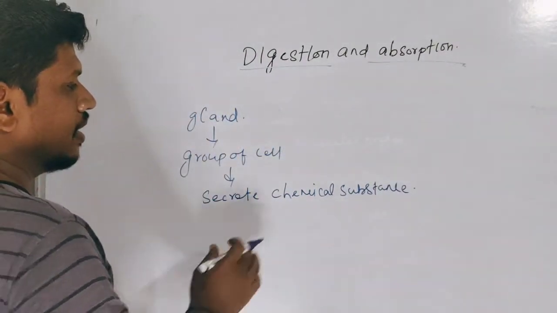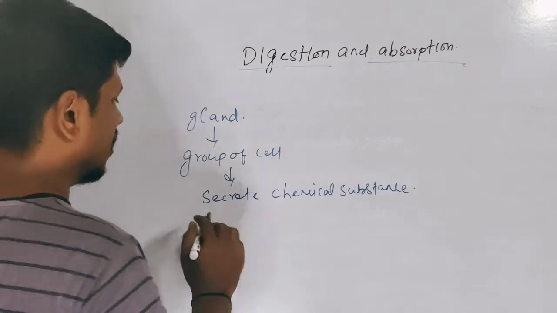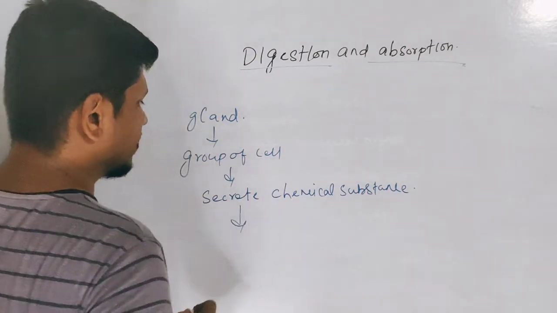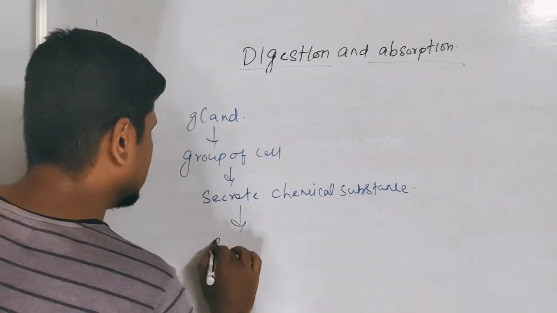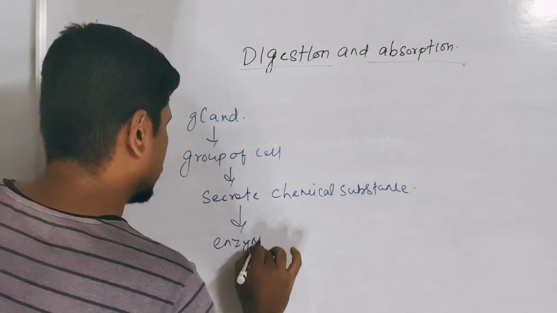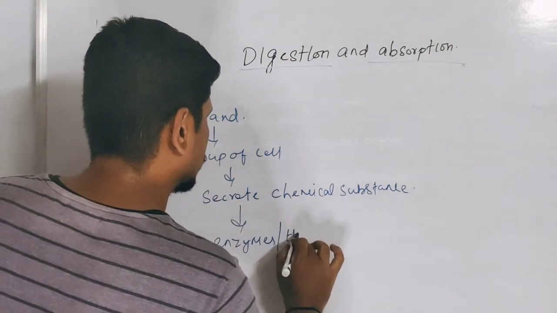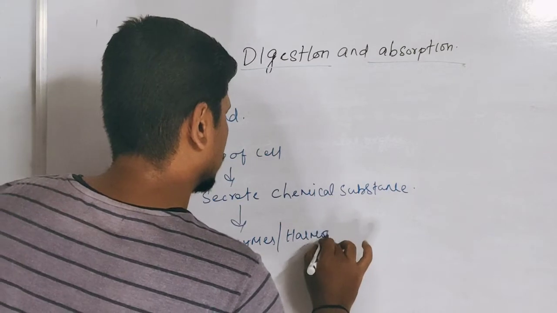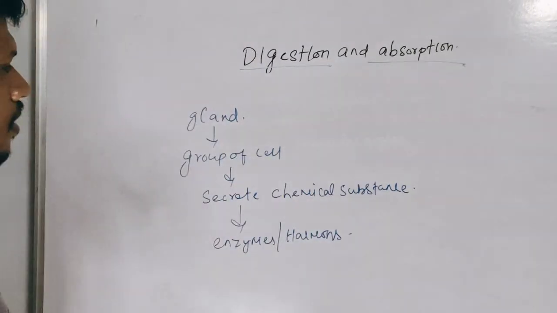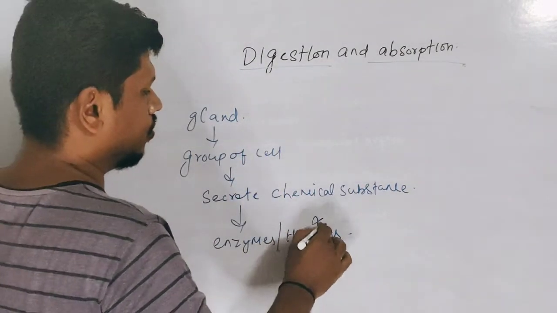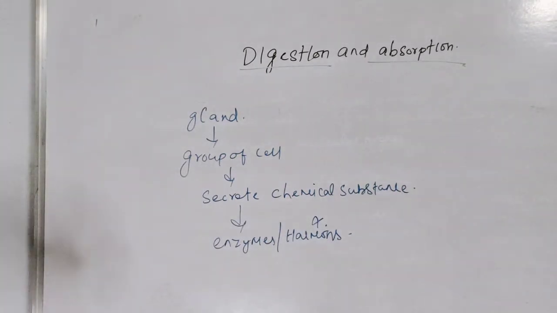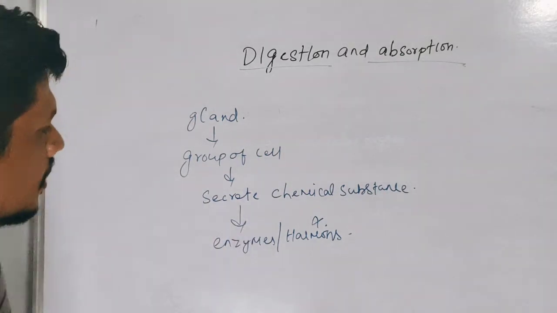Responsible to secrete chemical substance, right? That chemical substance might be enzymes or hormones. Clear? With respect to digestion, no role with respect to hormones, right? Here, major role with respect to enzymes only, right? Now, I want to give you small definitions regarding enzymes.